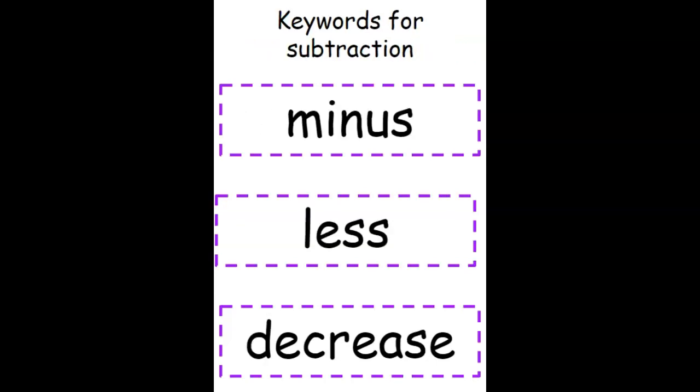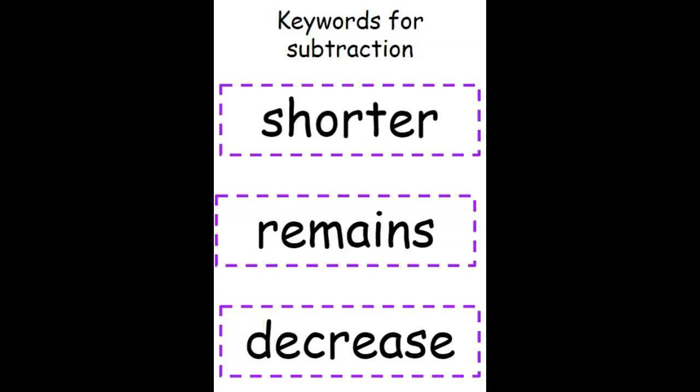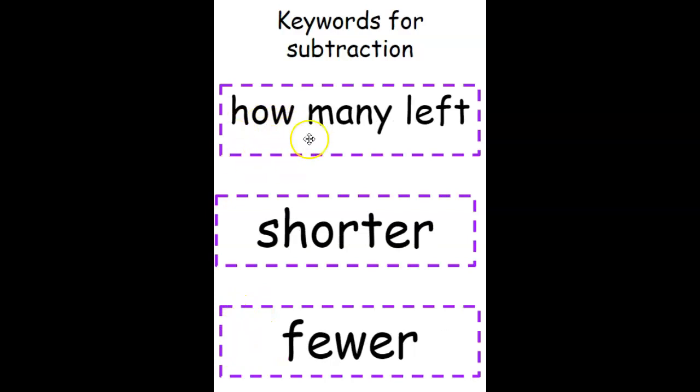Now the keywords for subtraction are words like minus, less or less than, decrease, shorter, remains. For example, how many fish remain? If 3 fish go into the fishing boat, what remains in the ocean, right? So we're looking at what remains. Decrease. How many left?